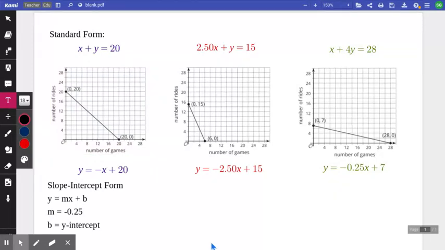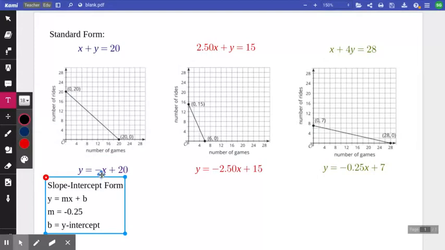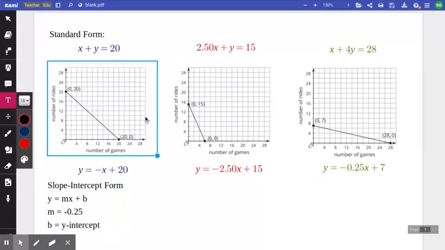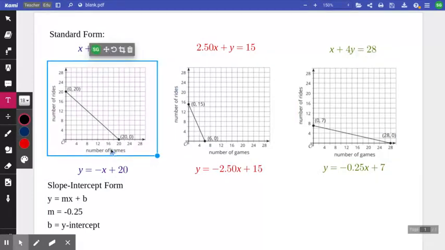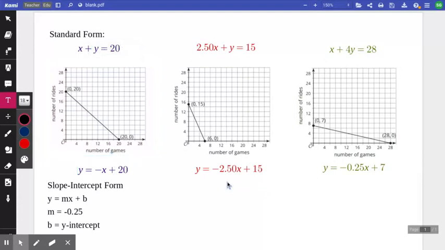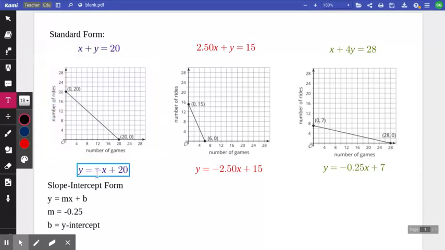Well, they're related in a few ways. Notice that each time that number, that constant, the 20, the 15, the 7, ended up being our y-intercept each time. And then the slope, first of all, the slopes are a negative number. That's telling us that that line is decreasing or falling as you go from left to right, or as the number of games increases. And then that number tells you by how much. So we saw in this most recent one we did that -1 is telling me that every single time you play a game, it means the number of rides you can go on decreases by 1.